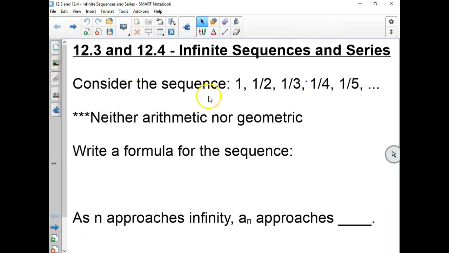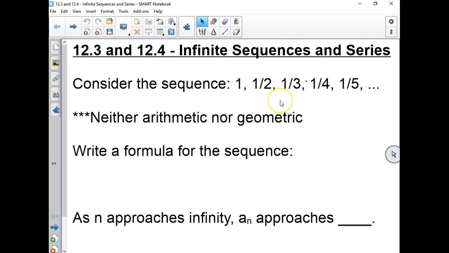So if I have the sequence 1, 1/2, 1/3, 1/4, 1/5, that sequence is neither arithmetic nor geometric because you're not adding a set number each time, and you're not multiplying by a set number each time. You're adding 1 to the denominator each time, but that's not adding a set number, right? Because you're not adding it to the whole number.